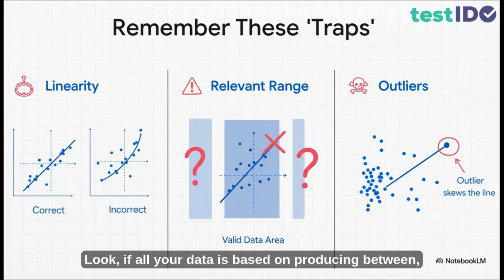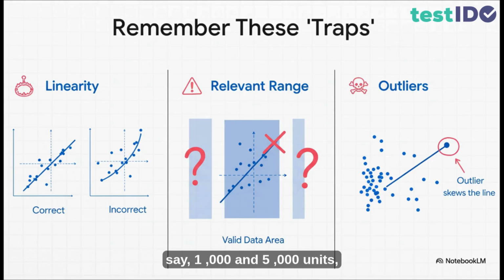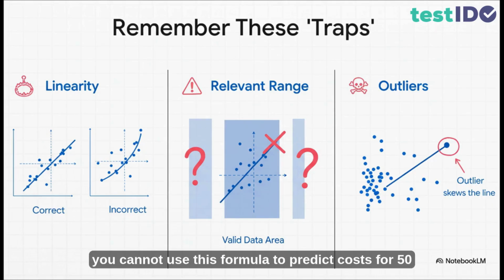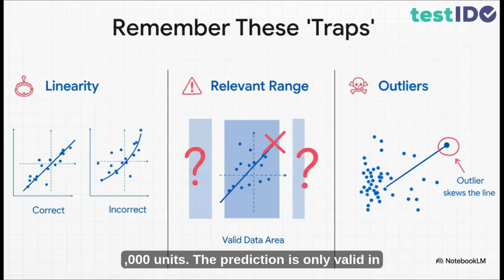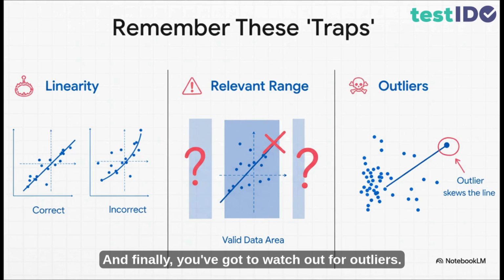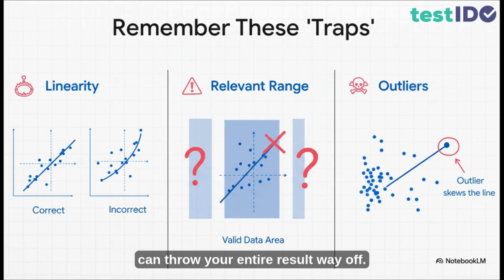Second, and this one is a huge exam trap, the relevant range. Look, if all your data is based on producing between, say, 1,000 and 5,000 units, you cannot use this formula to predict costs for 50,000 units. The prediction is only valid inside the range of your original data. And finally, you gotta watch out for outliers. One weird month, like a factory shutdown, can throw your entire result way off.